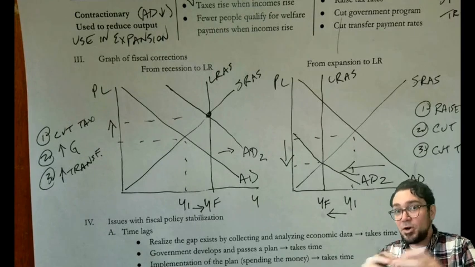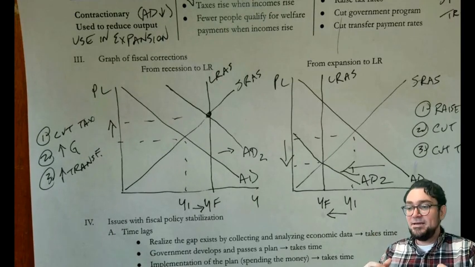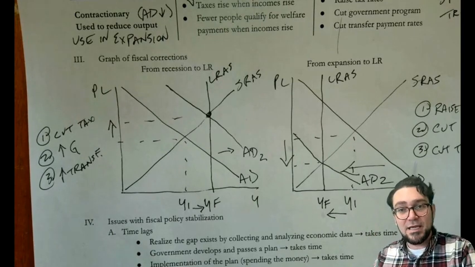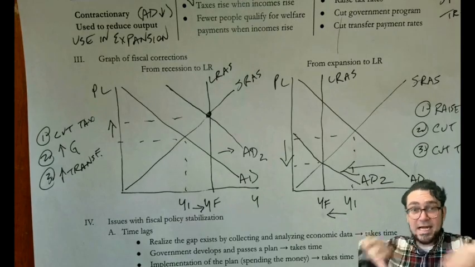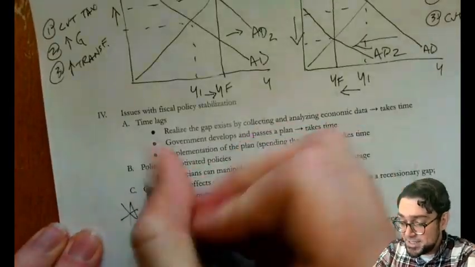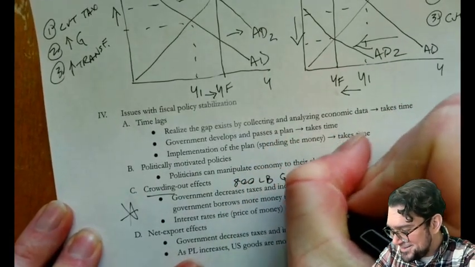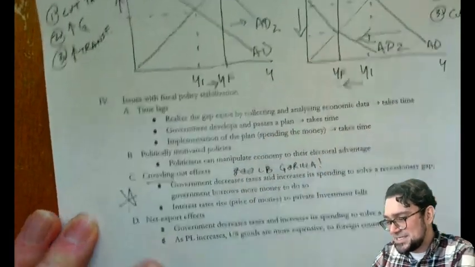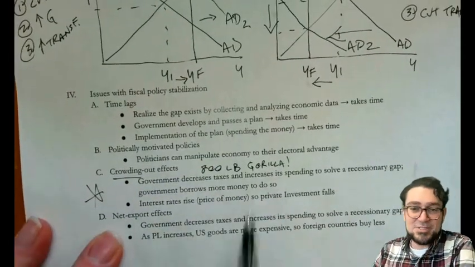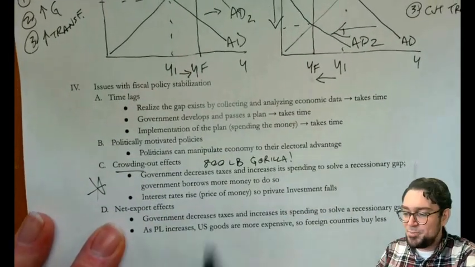Now, when that government borrows up all the money from the buffet, well, then there's less left for you and me. They're literally crowding us out. They're shoving us out of the way, hence the name, crowding out. I'm going to put 800-pound gorilla. And if you don't know what that means, then you don't know what it means. It's just like, get out of my way. I'm going to borrow all this money.